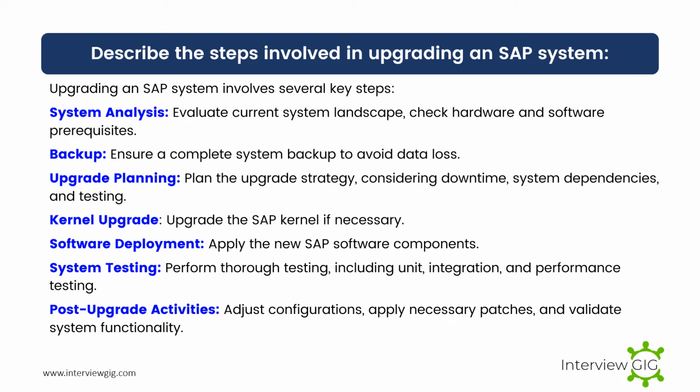Describe the steps involved in upgrading an SAP system. Upgrading an SAP system involves several key steps. System analysis: evaluate current system landscape, check hardware and software prerequisites. Backup: ensure a complete system backup to avoid data loss. Upgrade planning: plan the upgrade strategy, considering downtime, system dependencies, and testing.